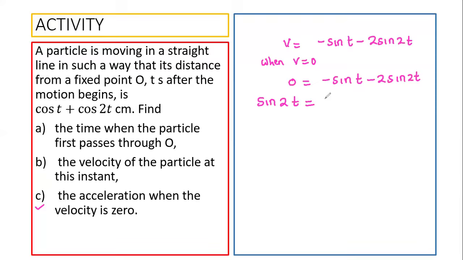So sine of 2t is the same as 2 sine t cos t. The answers are correct. So where you have sine 2t, you are going to substitute with this. So I'm going to write this as negative sine of t minus 2 sine of t cos of t equals 0. Yes, that is the first thing.